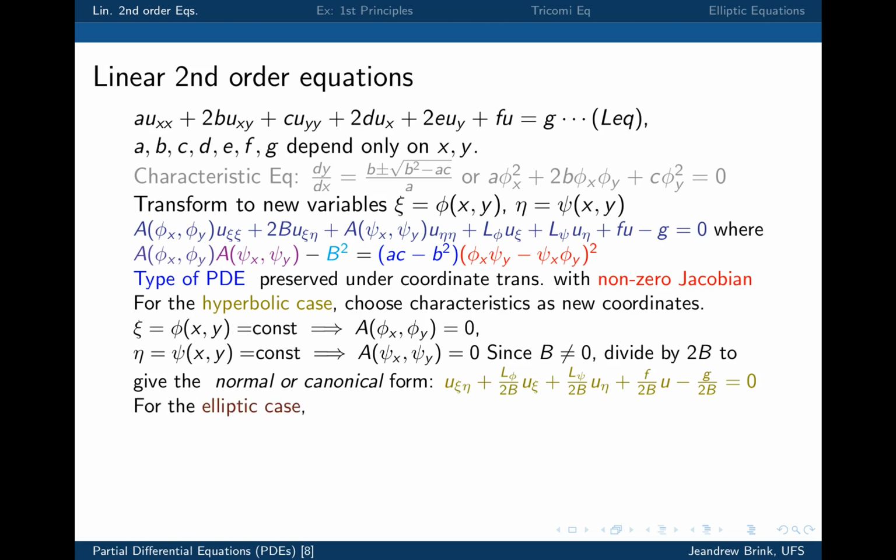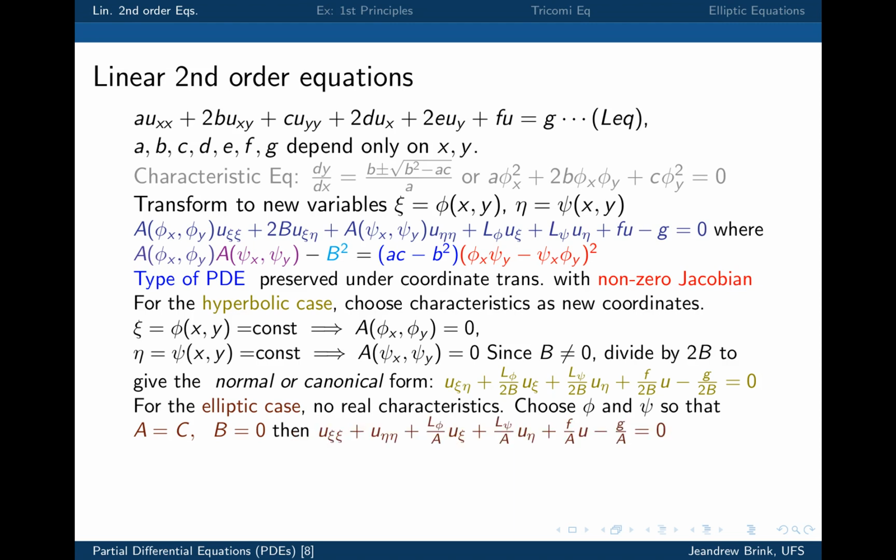Similarly, we said that for the elliptic case, this thing in the square root is imaginary, and therefore you don't have real characteristics. But we said, and this I will prove if I have enough time at the end of the lecture, sorry, that you could still choose psi and phi so that A equals C and B equals 0, and you could reduce your elliptic case to this thing. Okay, so there are two cases.